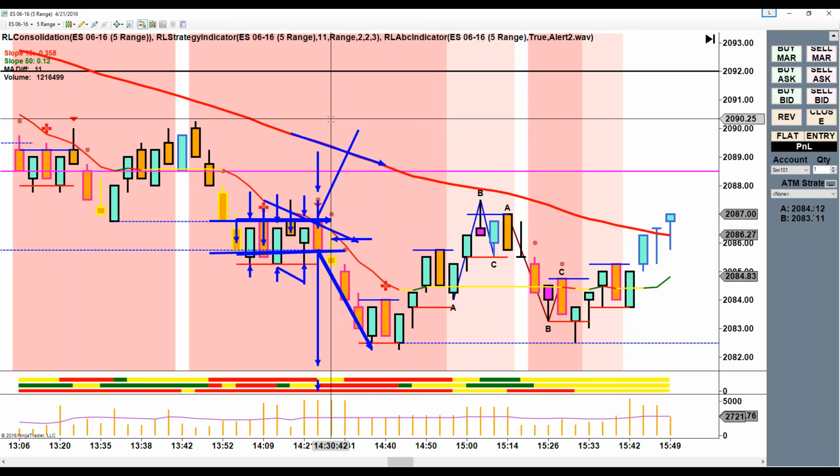But volume on the Russell is dead. Volume on the grains or the agricultures are dead. Volume on heating oil is dead. Volume on natural gas is dead.